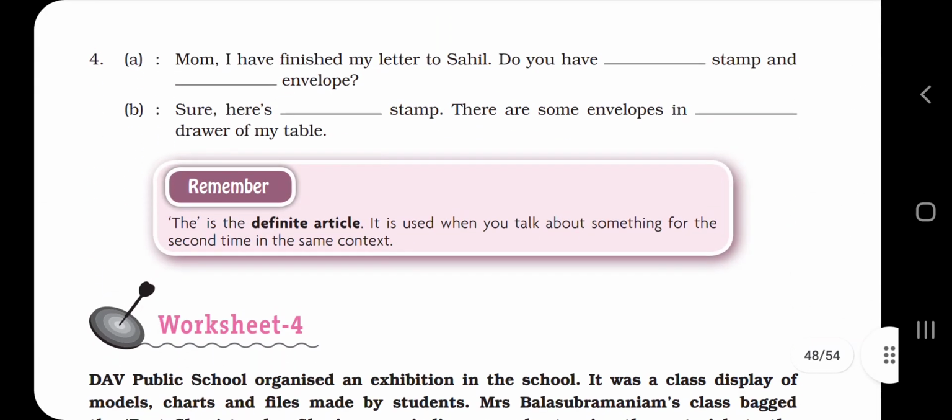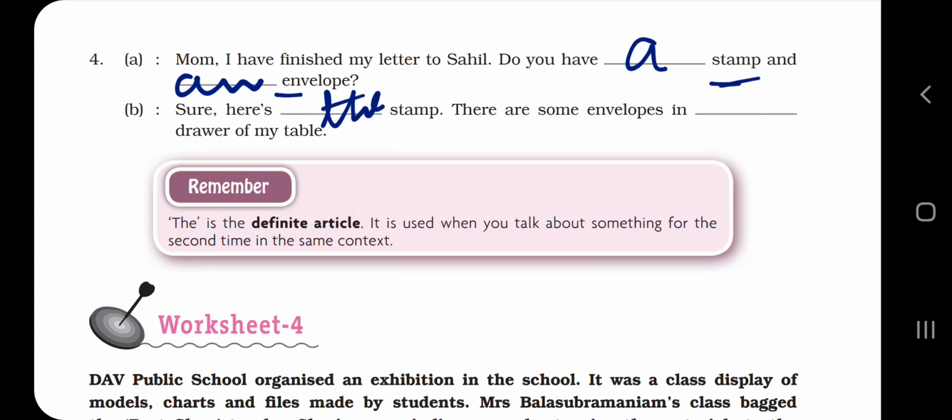Now let's do, okay. Mom, I have finished my letter to Sahil. Do you have a stamp and an envelope? Vowel sound. Remember, consonant sound and vowel sound. Sure. Here's the stamp, because it's a particular stamp. There are some envelopes in the drawers.